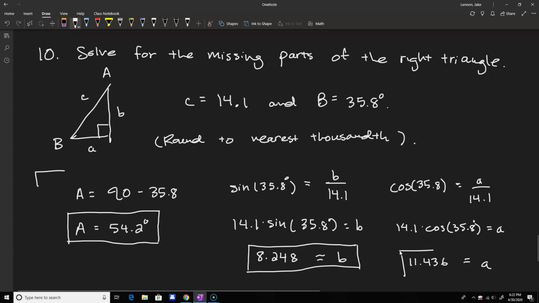And that is it. Typically on these solve for the missing parts of the right triangle problems, 3 things will be known, and there will be 3 things left to solve for. Always one of those things, when it's a right triangle, is going to be angle C. Angle C is always 90 degrees. So we found all the missing parts, and that's it for this problem. Hopefully you went through that and everything made sense, and if so, you are ready to take the final exam.